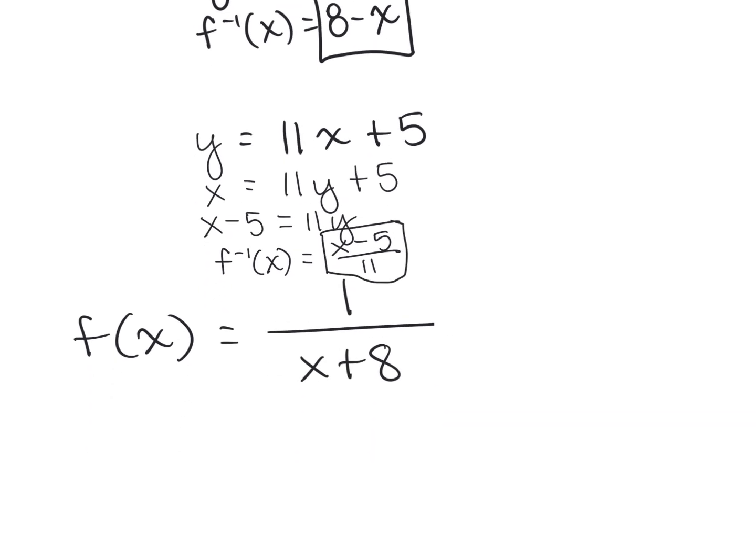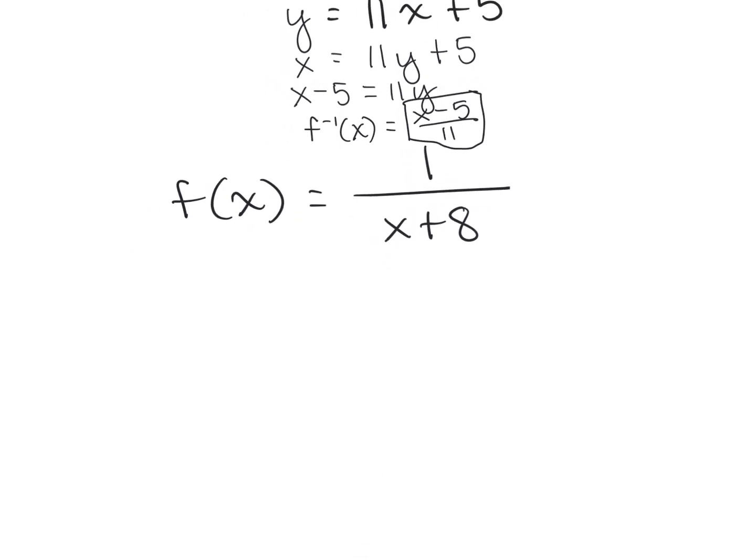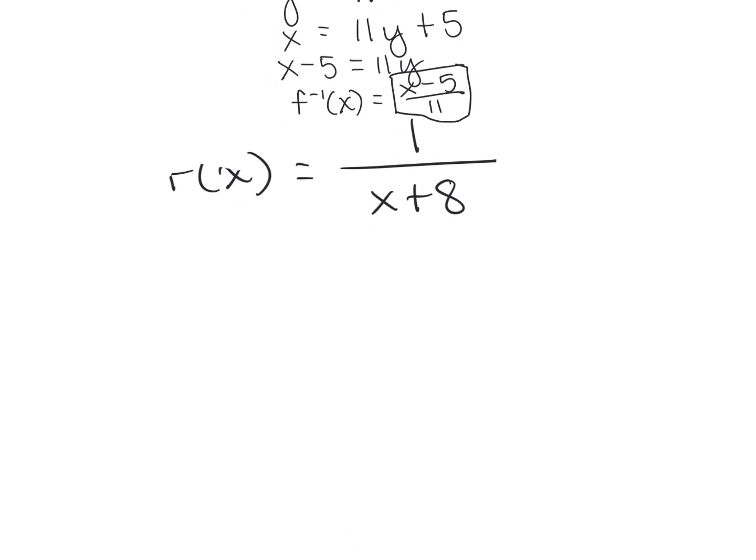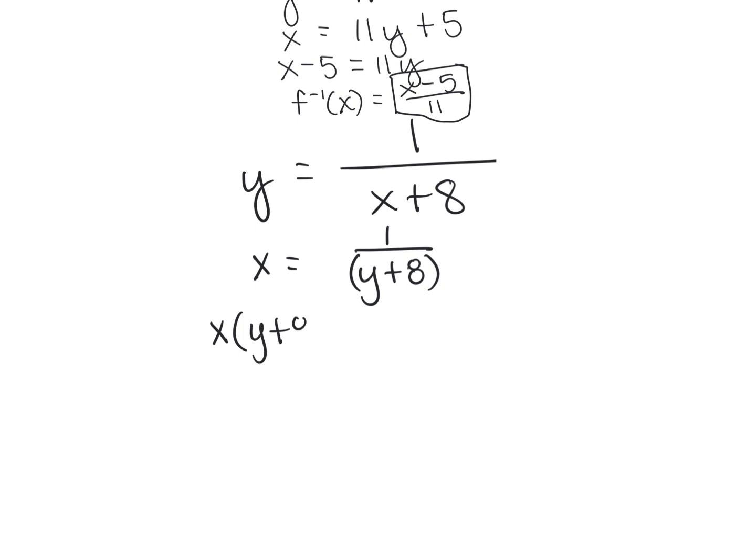Now, the things that make this more complicated, for example, is if I have a fraction. So again, first thing I do, f of x is going to turn into y. And then I change y's to x's and x's to y's. And on this one, when I solve, I have to slow down just a little bit. I'm going to put a parenthesis around my denominator, and I'm going to multiply it up to the other side. So I have x times (y plus 8), and that's going to be equal to 1. I have to distribute the x. I have xy plus 8x is equal to 1.